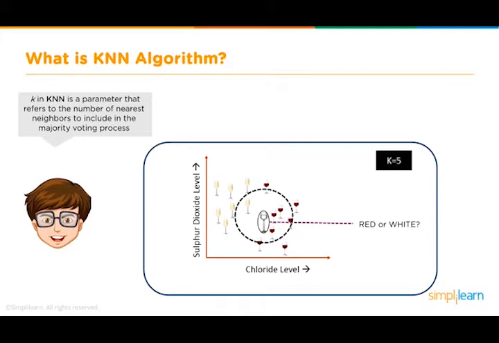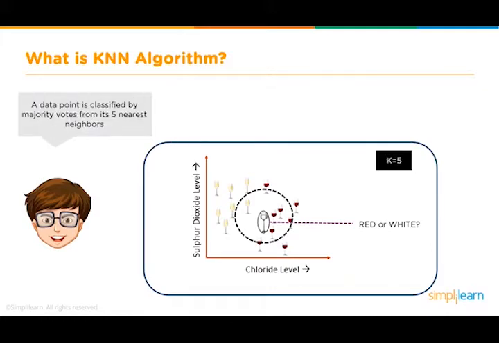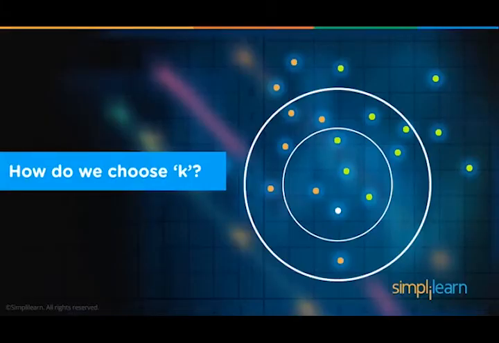In this case, we're going to put K equals 5. We'll talk about K in just a minute. A data point is classified by the majority of votes from its 5 nearest neighbors. Here, the unknown point would be classified as red since 4 out of 5 neighbors are red. So how do we choose K? How do we know K equals 5? I mean, that was the value we put in there, so we're going to talk about it.